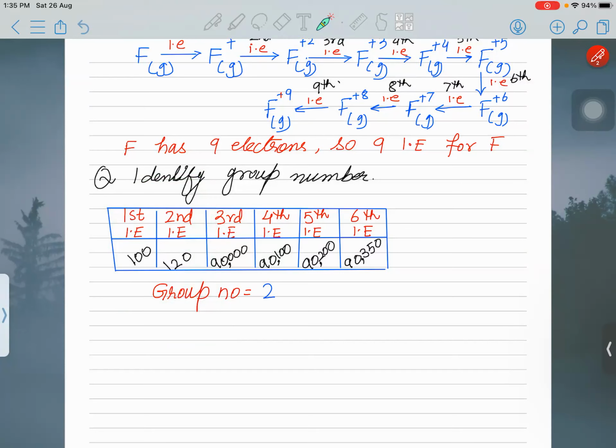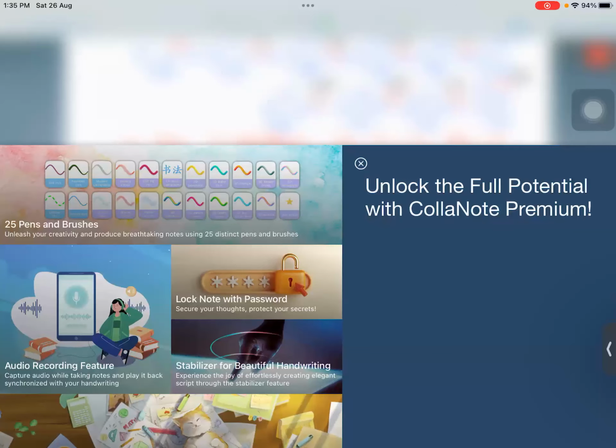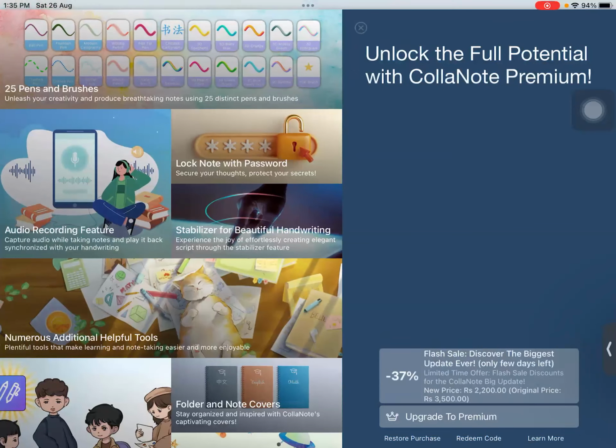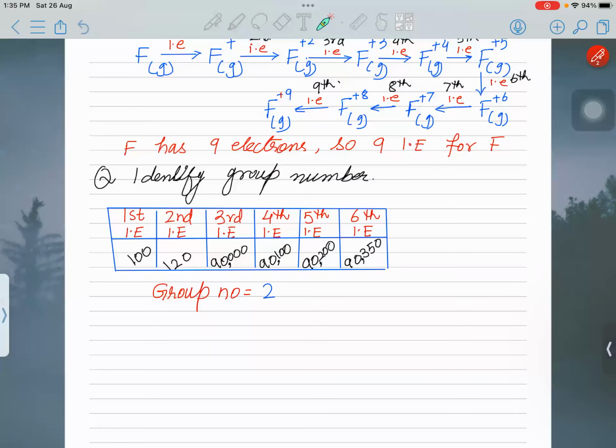Are you getting my point? Yes, I'm getting it now. Can you tell me again why it has group number 2? Because it suggests that it has 2 valence electrons, because after the second ionization energy, you observe a big change. Exactly. Very good, very good.